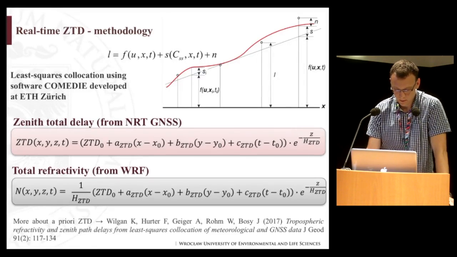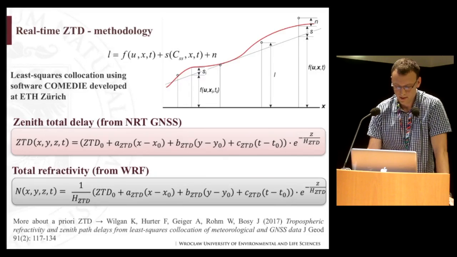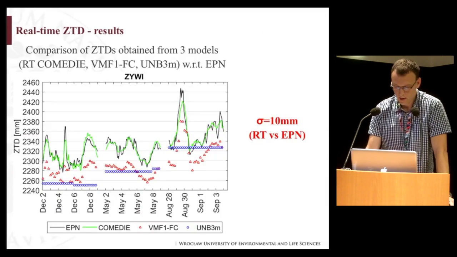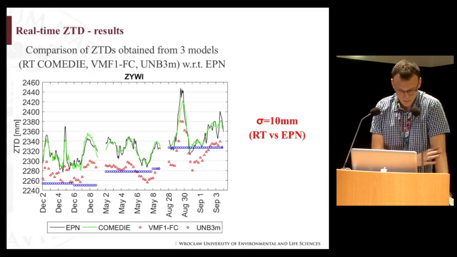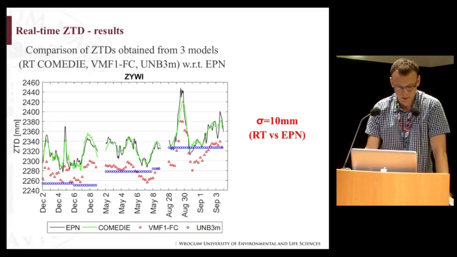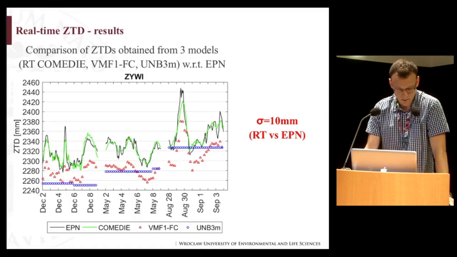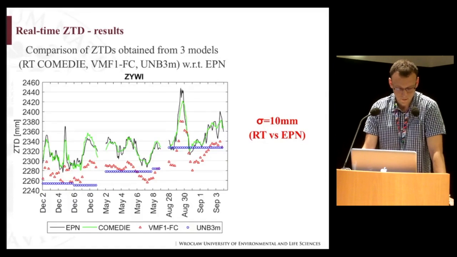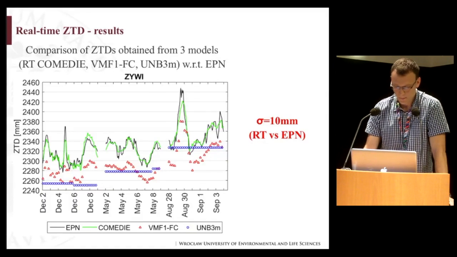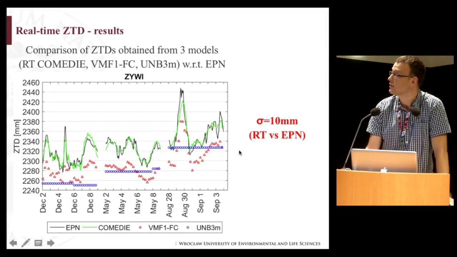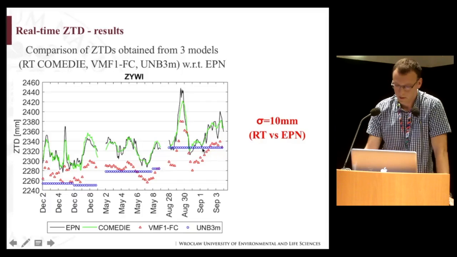So to evaluate this, we compared the estimates from the comedy ZTD estimates that are presented here in green with a reference solution provided by EPN. So this is the final product, and in red you can see Vienna mapping functions ZTDs, and in blue you can see UNB3. And it is obvious that our combined real-time model is in good agreement with the final products, and the sigma is 10 millimeters here.